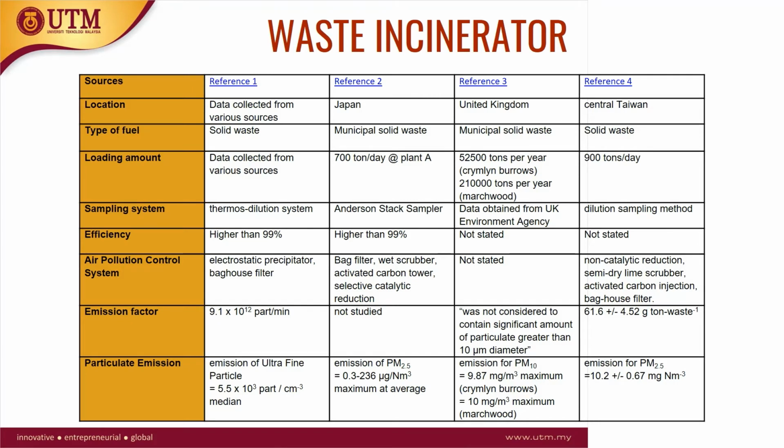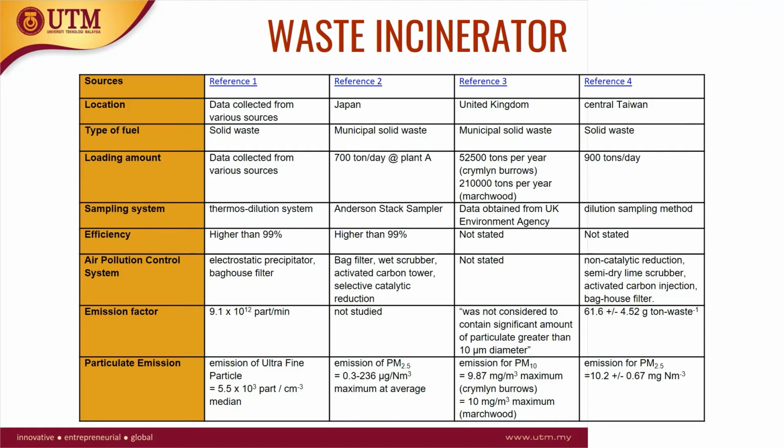So for reference number 3, the location stated in the paper is the United Kingdom. The type of fuel is municipal solid waste, and the loading amount is 52,500 tons per year at Crimlibrous plant and 210,000 tons per year at Marchwood plant. The sampling system was not stated as the data was obtained from the UK Environment Agency. The efficiency was also not stated, and the air pollution control was also not stated. And the emission factor was not studied, as, quote unquote, it was not considered to contain significant amounts of particulate greater than 10 micrometer in diameter, from the paper. And the particulate emission from this plant is 9.87 milligram per meter cubed at maximum at Crimlibrous and 10 milligram per meter cubed maximum at Marchwood plant.